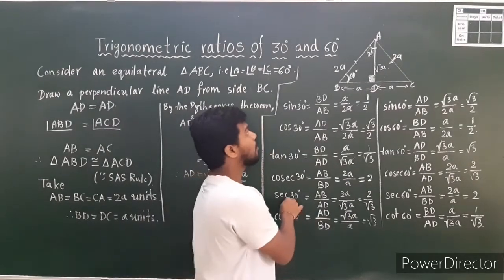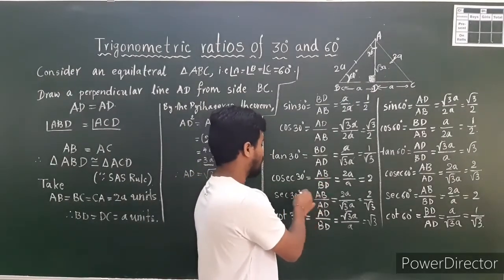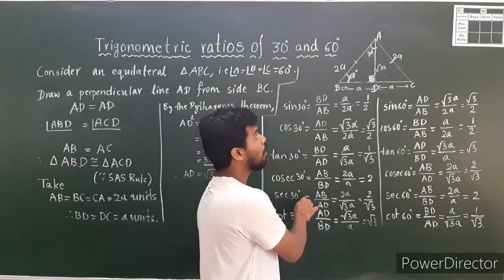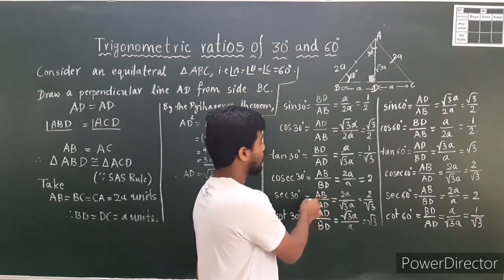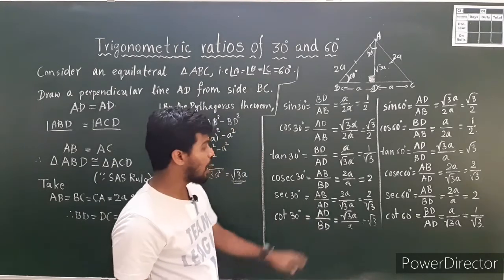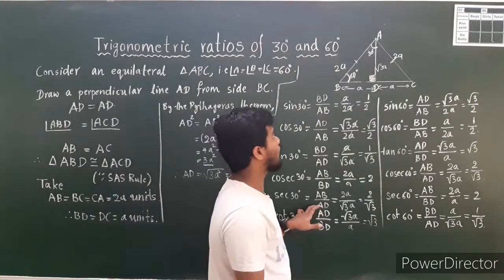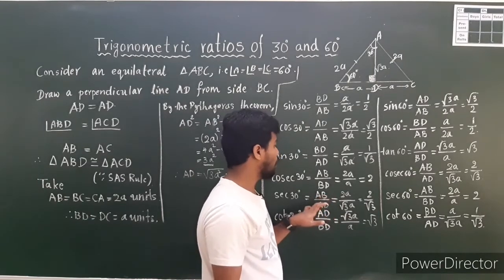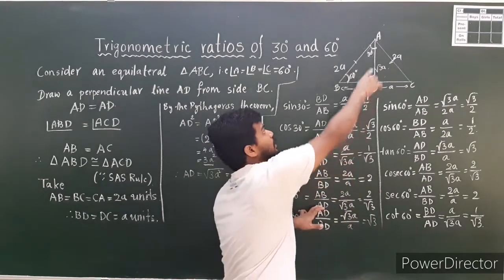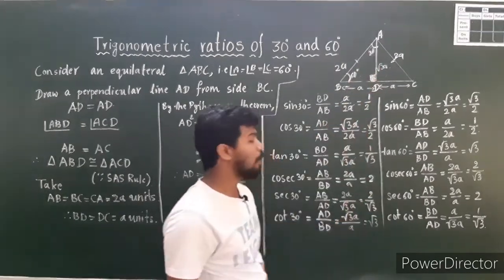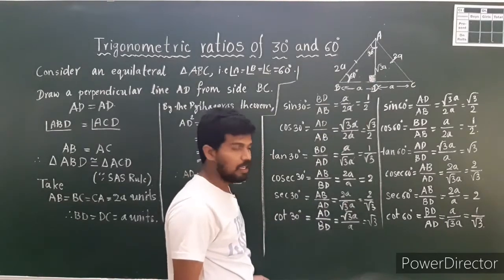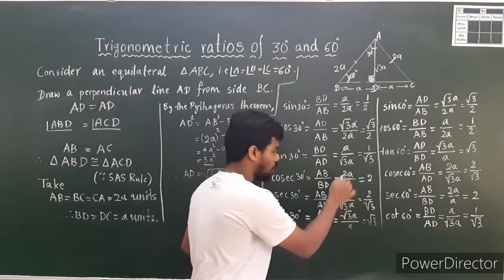So next, secant 30. The definition of secant 30 is hypotenuse divided by adjacent side. So what is the hypotenuse? You have 2a, so that is AB, divided by adjacent side, so that is AD. So 2a by root 3a, the a cancels, you get 2 by root 3.